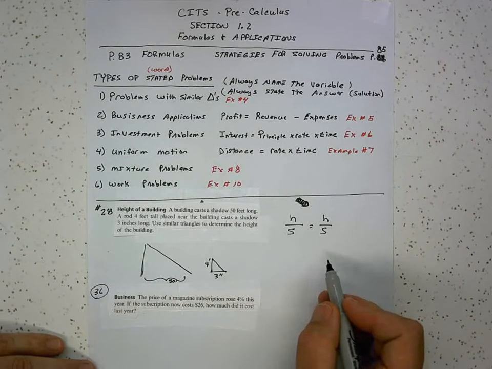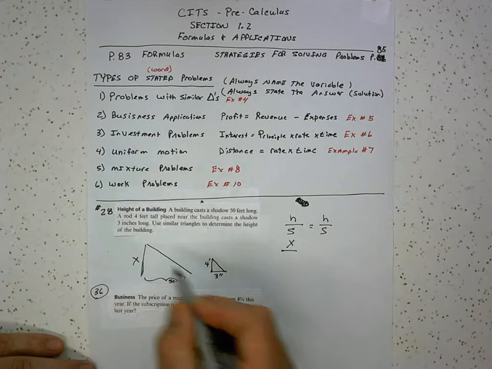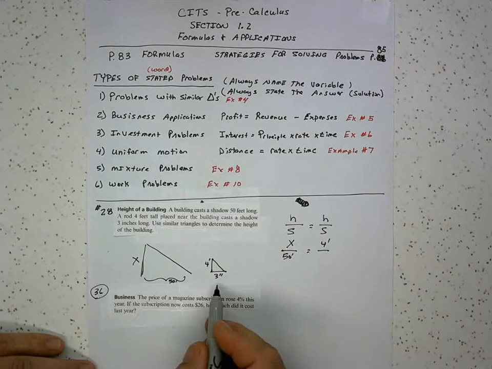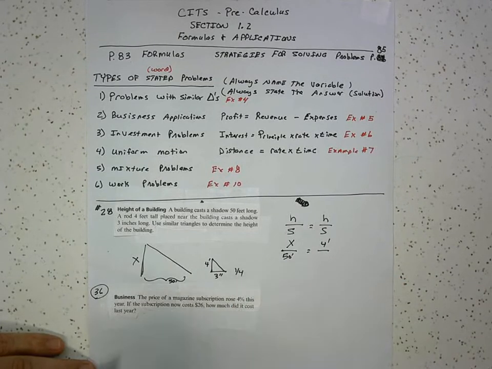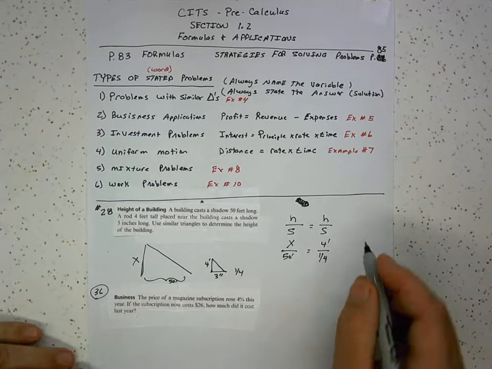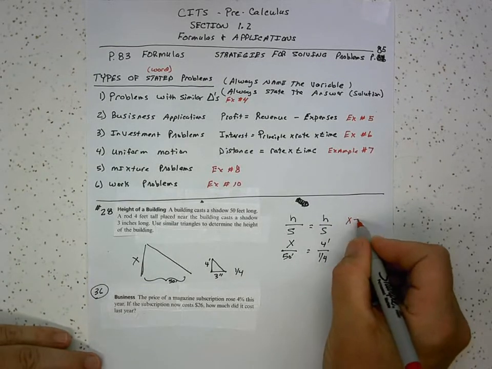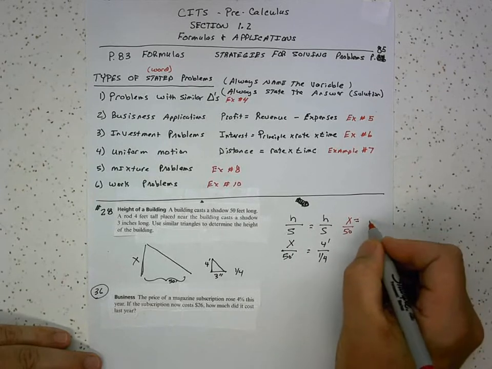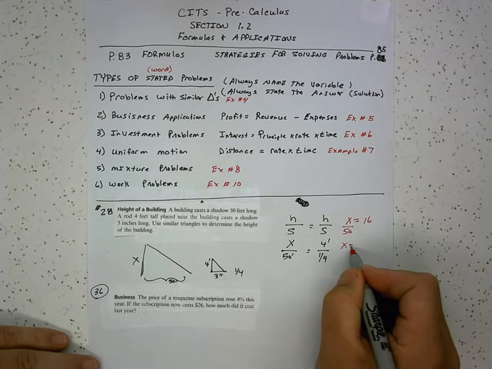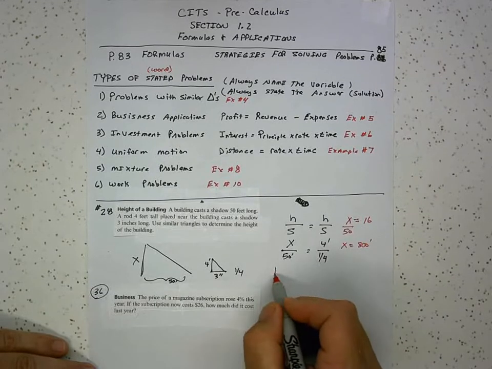Now the thing is that they have to be in the same units. So this ends up being x, because I don't know the height, over 50 feet. This ends up being 4 feet over 3 inches. Well, 3 inches we know is 1/4 of a foot. So it's actually 4 over 1/4. If I just do a little bit of quick math to it, this gives me x over 50 equals 16, which when I cross multiply or multiply both sides by 50, I get x equals 800 feet. So the building is 800 feet.